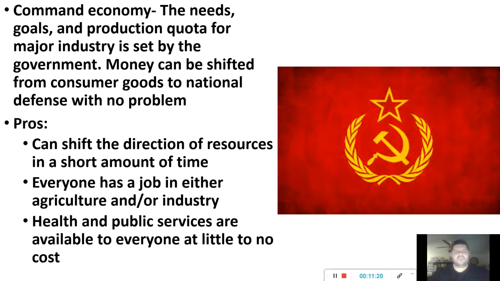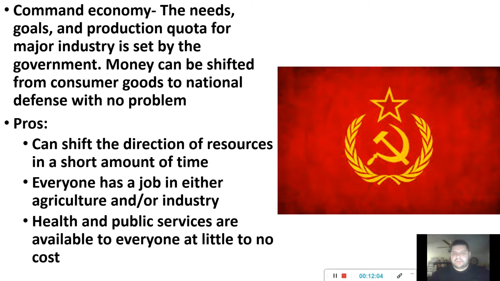You'll hear a lot of people say, "Oh, there's nothing good about communism." Eh, kind of, sort of. But here's the thing: like I said, they can shift the direction of resources in a short amount of time. So let's say, like right now, in hospitals, doctors and nurses are saying, we don't have enough gloves, masks, things like that. In this type of economy, they will get it right away because they are frontline workers. Same thing with essential workers. They would get what they need right away, okay, in this type of economy.